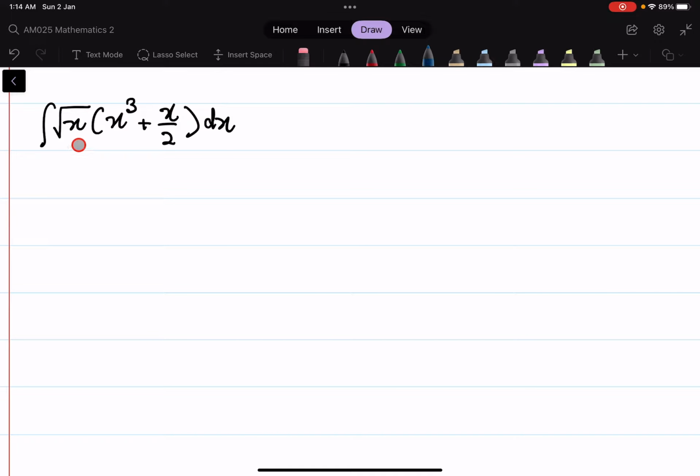Integrate x times (x cubed plus x over 2) with respect to x. So for this question, we're going to expand.